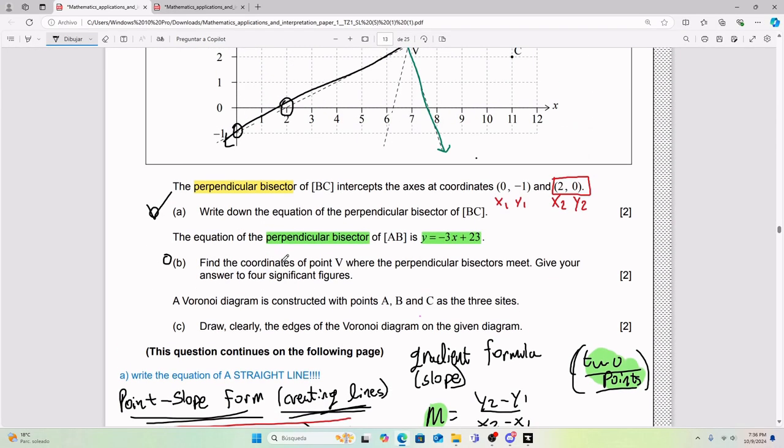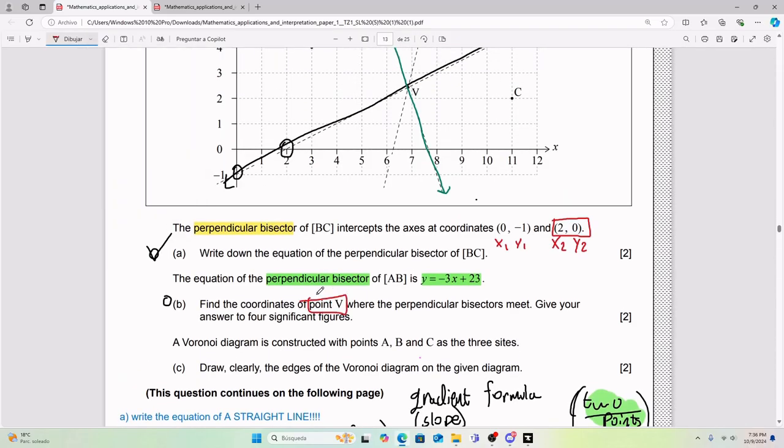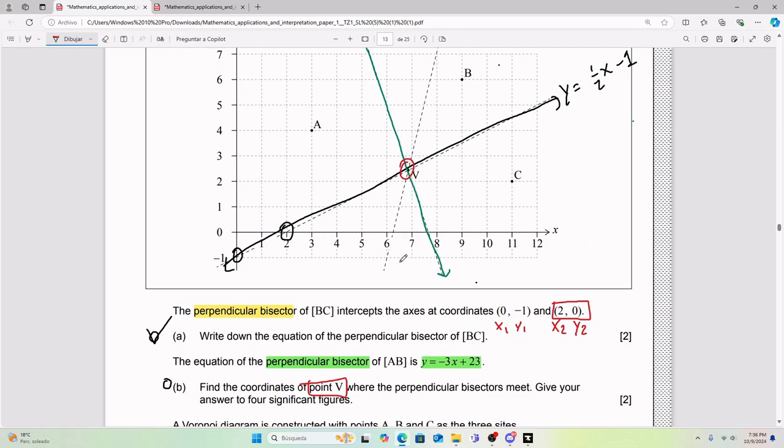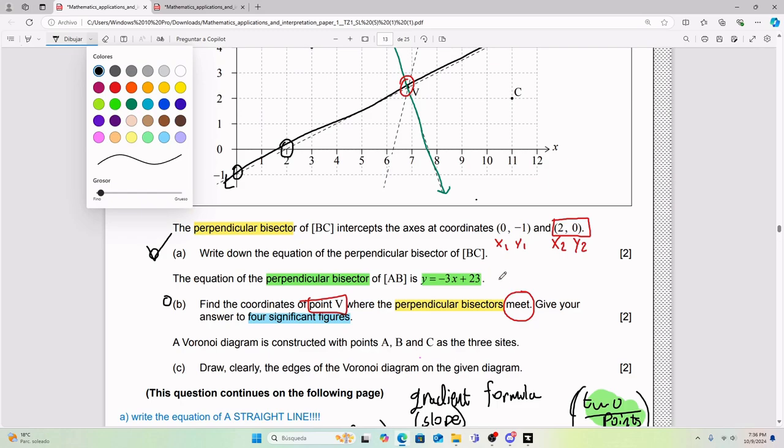And for part B, you need to find the coordinates of point V. Point V, which I am now putting in red, is this guy here. So find the coordinates of point V where the perpendicular bisectors meet. Give your answer, let's not forget that, to 4 significant figures. So you guys, think about it this way. They're telling us to find point V. And they tell us that point V is exactly where the perpendicular bisectors meet. So if it's where they meet, it's where they intersect.